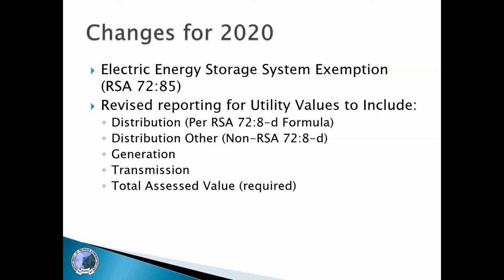Then the reporting of value for other distribution assets not valued by the formula, the value for generation assets, the value for transmission assets, and the total assessed value. Now, the total assessed value is what you've always reported, and that is the only required field for this year. So a little bit different reporting on the utility values. What is most important is the total assessed value, which is what you've always reported every year, and that is the only required value for this year.